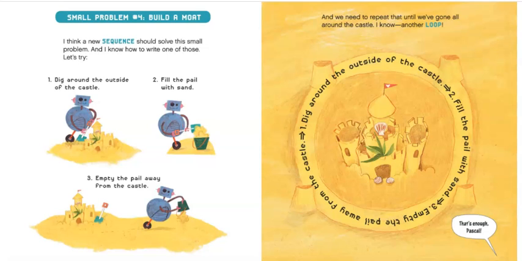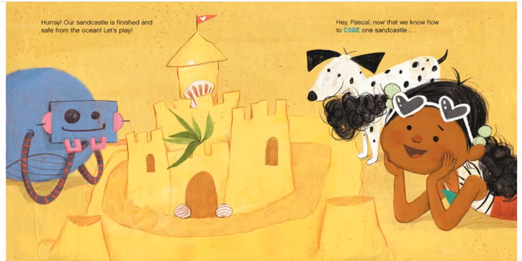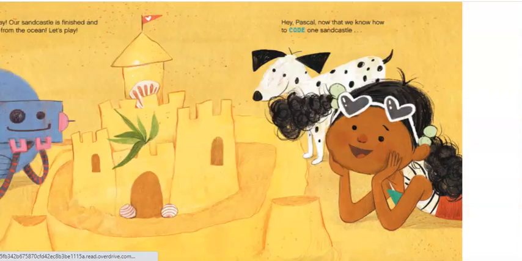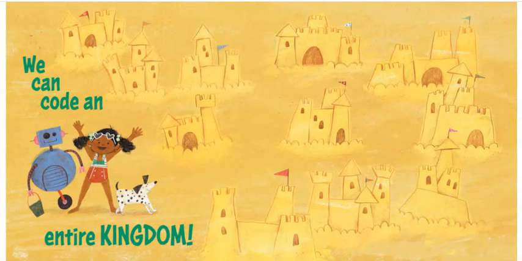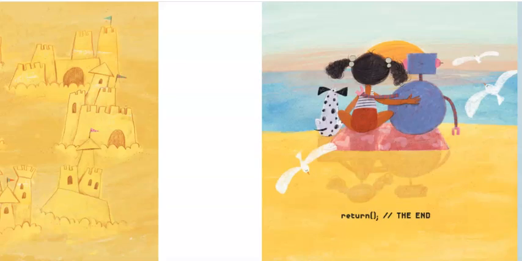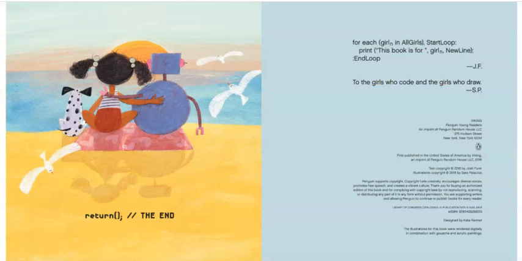I know, another loop. Dig around the outside of the castle. Fill the pail with sand. Empty the pail away from the castle. That's enough, Pascal. Hooray! Our sandcastle is finished and safe from the ocean. Let's play. Hey, Pascal, now that we know how to code one sandcastle, we can code an entire kingdom. Return. The end. Hope you guys enjoyed it.